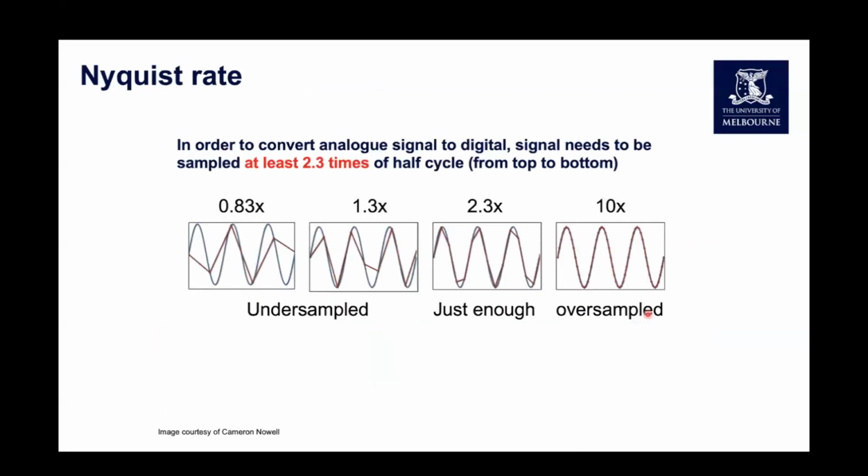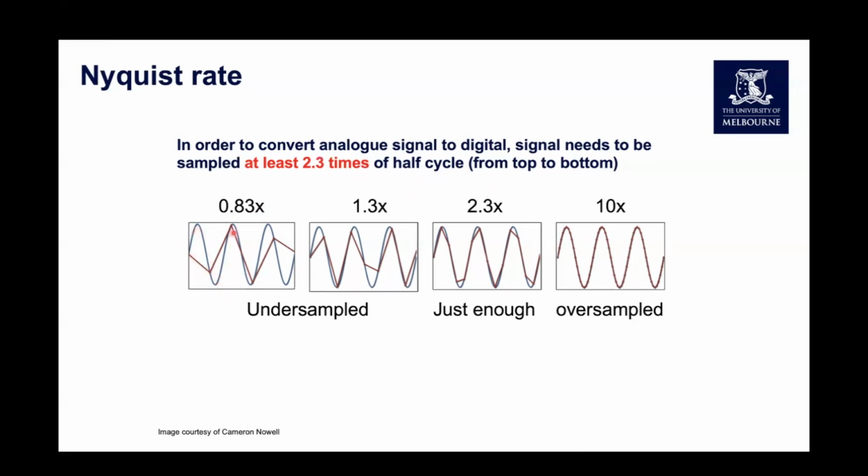Fortunately, there is some mathematics behind this, so it's called the Nyquist-Shannon sampling rate. And it says here, in order to convert an analog signal, in this case, the blue wavy line, into a digital signal, in this case, the red line, the signal needs to be sampled at least 2.3 times at the half cycle. So we've got an image here which shows you this.